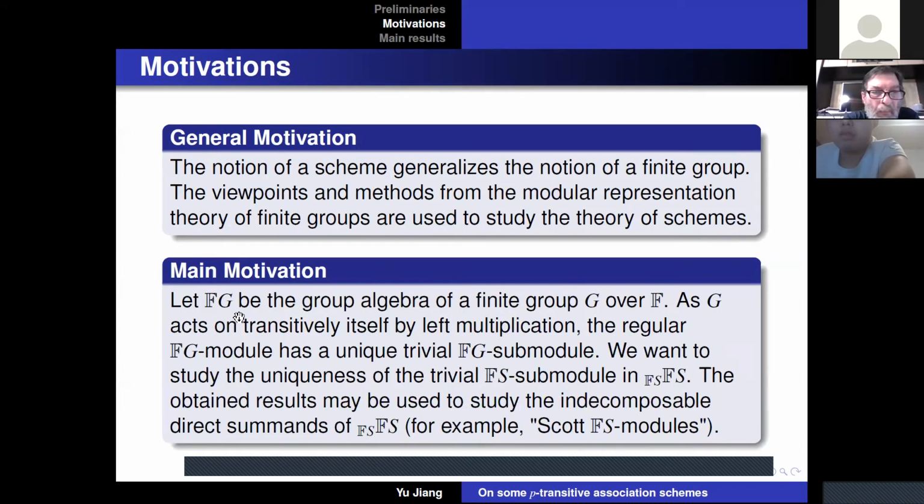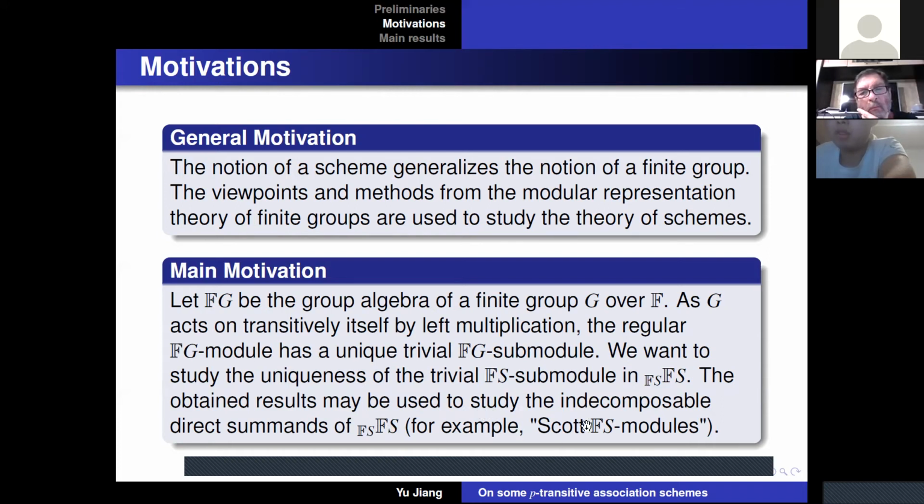Here, let FG be the group algebra of a finite group G over F. As G acts on itself transitively by left multiplication, the regular FG-module has a unique trivial FG-submodule. We want to study the uniqueness of the trivial FS-submodule in the regular FS-module. The obtained results may be used to study the indecomposable direct summands of the FS-module.